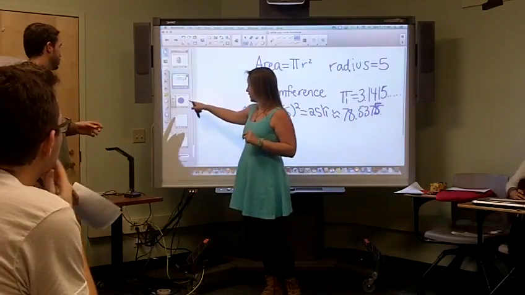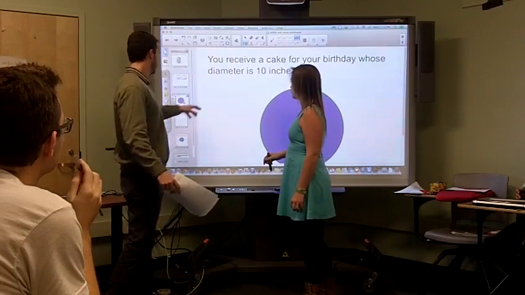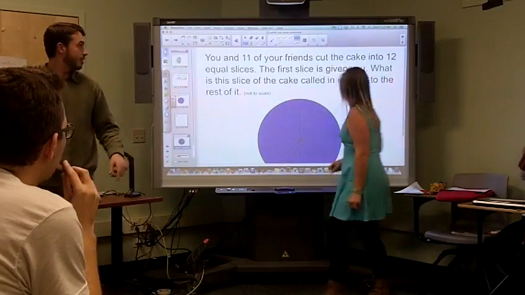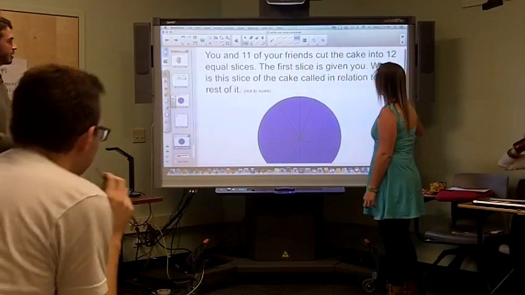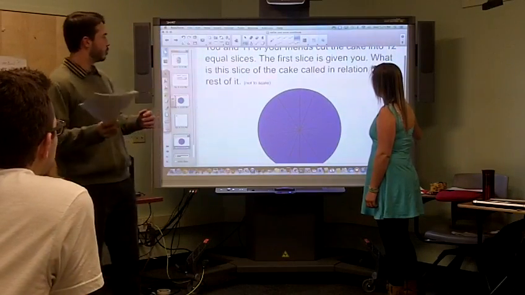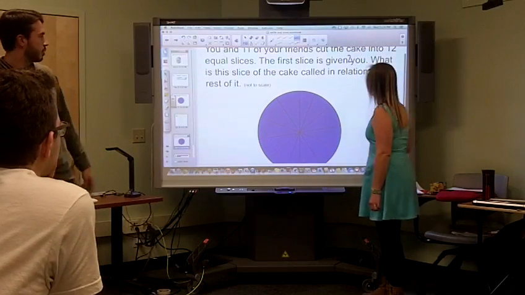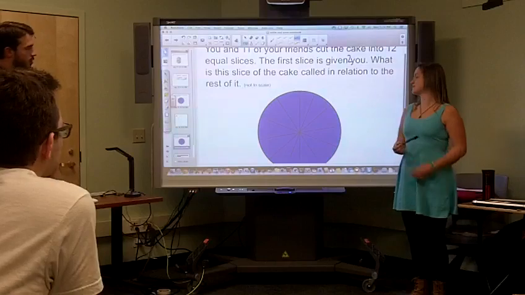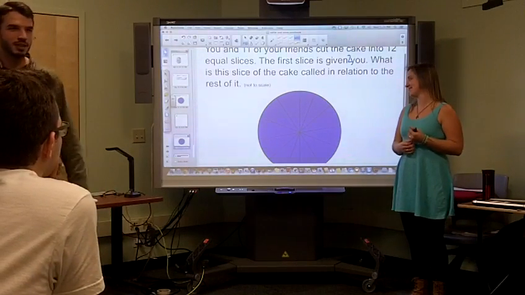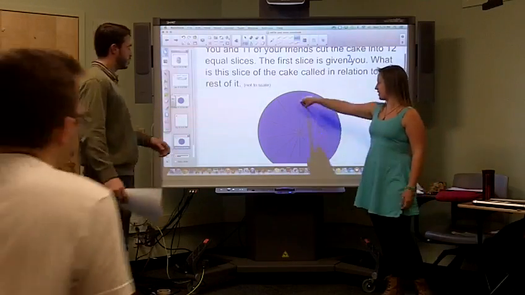So, what if we cut the cake? You and 11 of your friends cut the cake into 12 equal slices. The first slice is given to you. What is the slice of cake called in relation to the rest of it? I put not to scale because I didn't do very well at splitting it in equal 12ths, but these should all be equal size pieces.